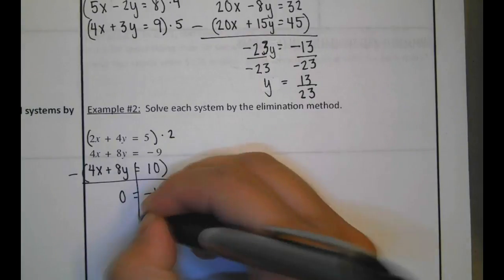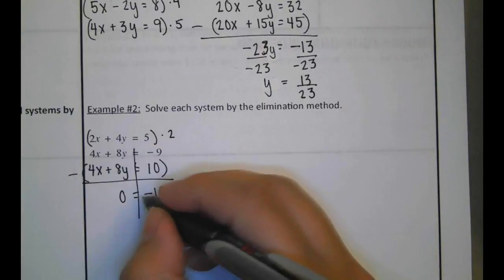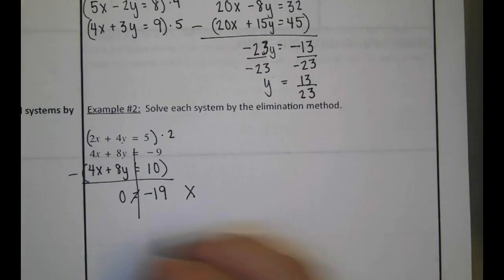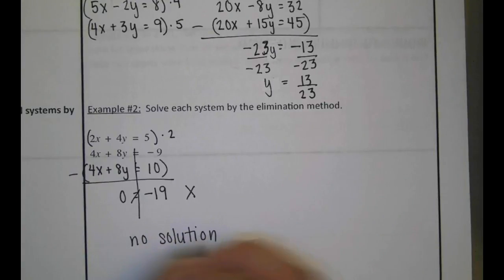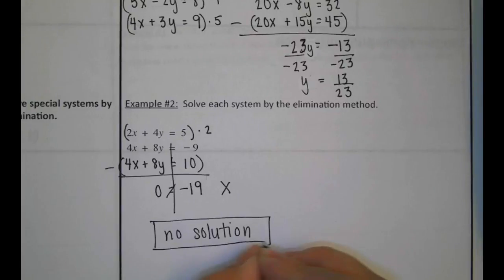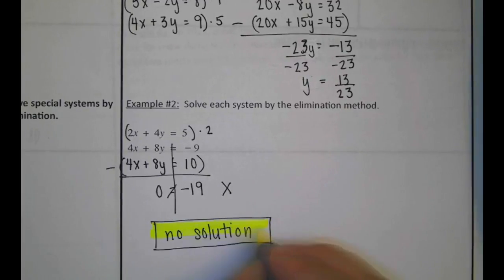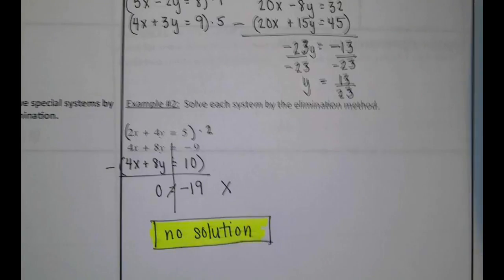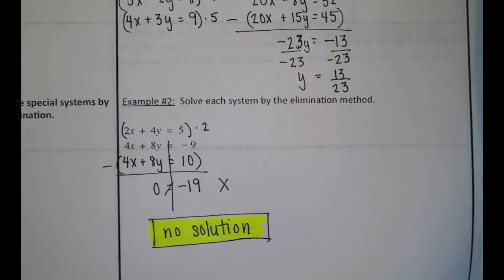Uh-oh. We know that 0 does not equal negative 19. This is not true. So, the answer is no solution. If I had graphed this, I would have gotten parallel lines. If I had used substitution, I would have gotten some untrue statement like 0 equals negative 19. Alright, let's move on to the next page.